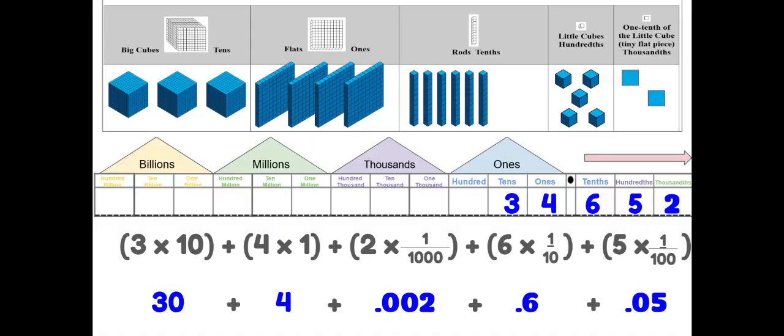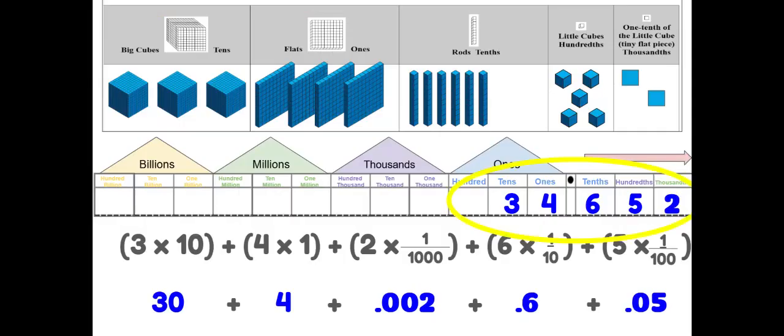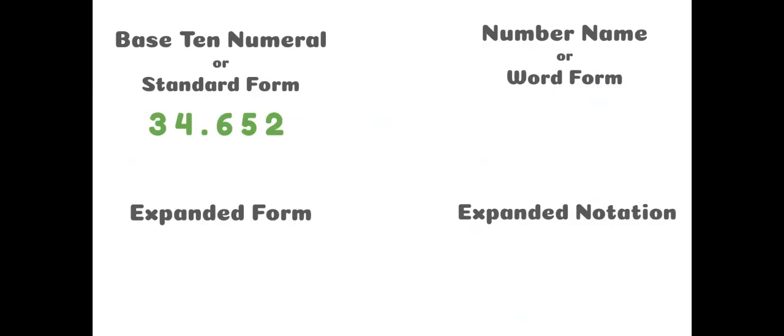So we have actually built a lot of different ways to show that value right now on this screen. We've built it with base 10 blocks. We have written it in base 10 numeral or standard form, and we have also put it in expanded form and expanded notation. So if we're looking for the base 10 numeral or the standard form of the number, that would be this one right here. We have 34 and, because anytime we see that decimal we say and, 652 thousandths. So that is how we would write it in base 10 numeral standard form.